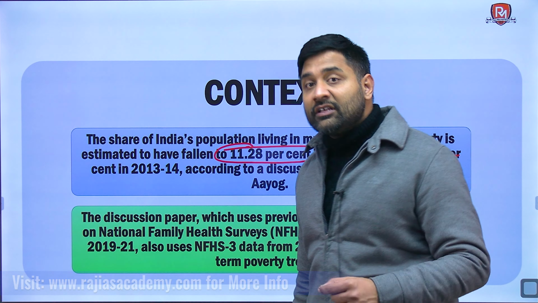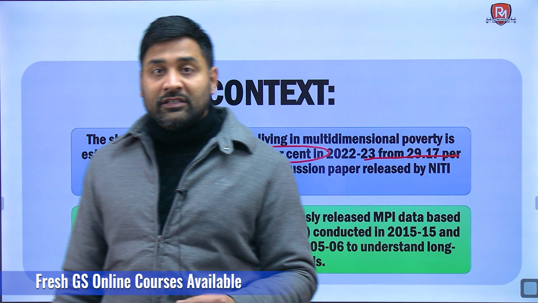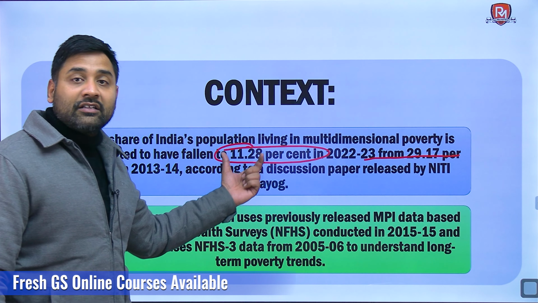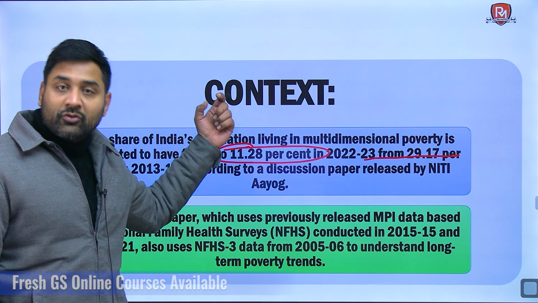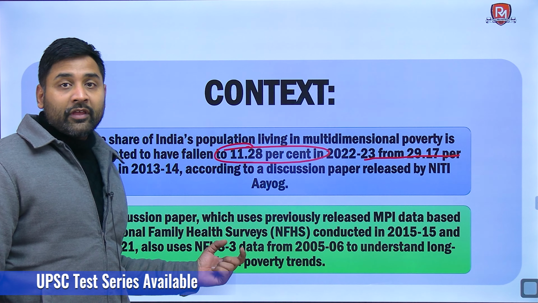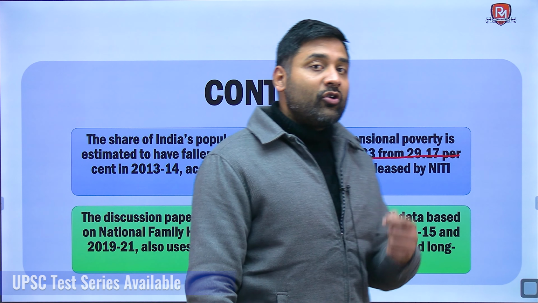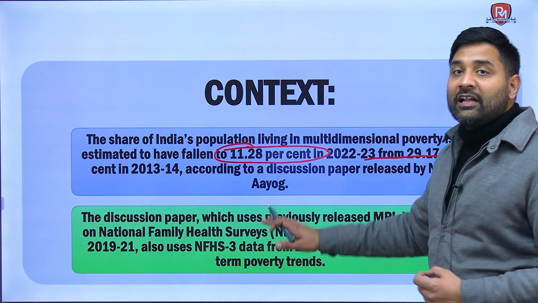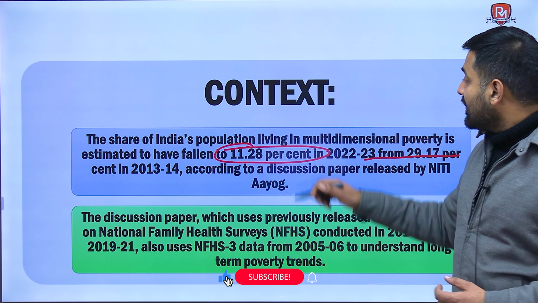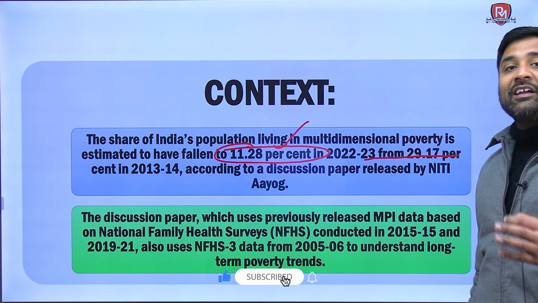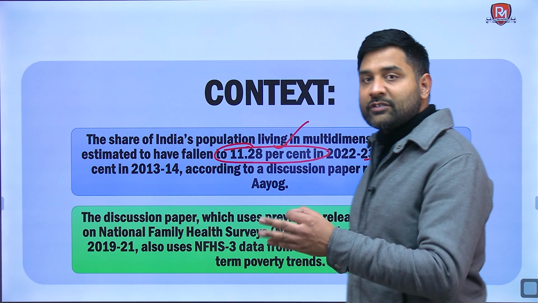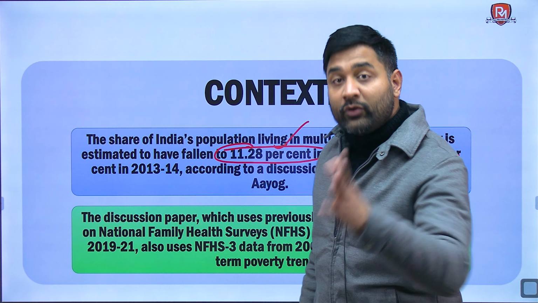29.17%. Niti Aayog has concluded this, and has reached the level of 11.28% by using National Family Health Survey data. Niti Aayog has used three different National Family Health Surveys to conclude that the overall multidimensional poverty index in India has been reduced to 11.28%.